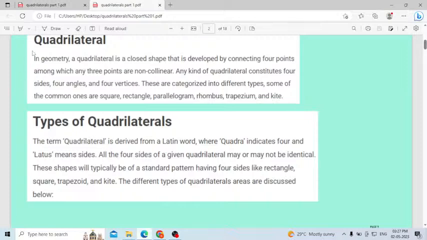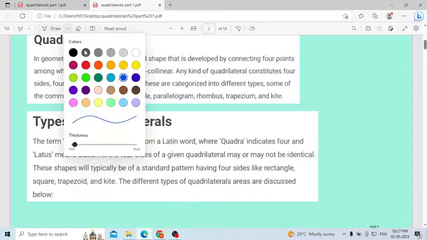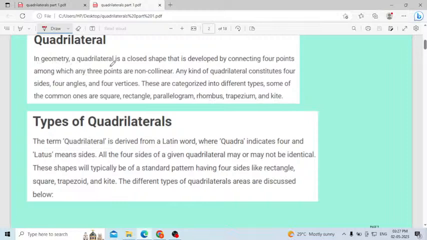Okay, let us discuss in detail what is meant by a quadrilateral. See, in geometry, a quadrilateral is a closed shape that is developed by connecting four points among which any 3 points are non-collinear. First, let us know what is meant by collinear. Collinear means, consider these 2 points, they lie on the same line. Consider points A and B. These 2 points lie on the same line. These 2 points we will consider as collinear points.